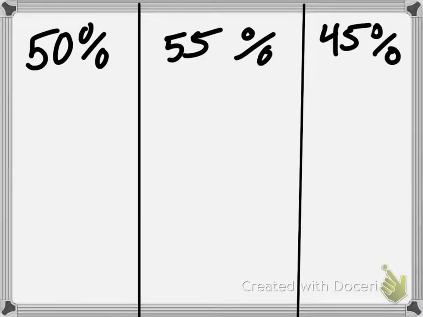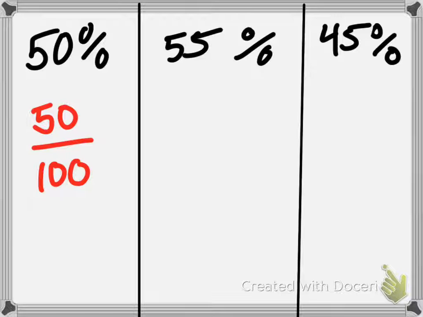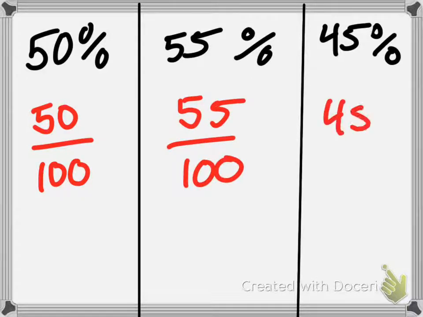So I want you guys to do this on a separate sheet of paper. I want you to find the fractions for these. We think about the initial fraction, where all we have to do is put it over 100. So the initial fraction here would be 50 over 100. This one, 55 over 100. And this one is 45 over 100. But am I done here?